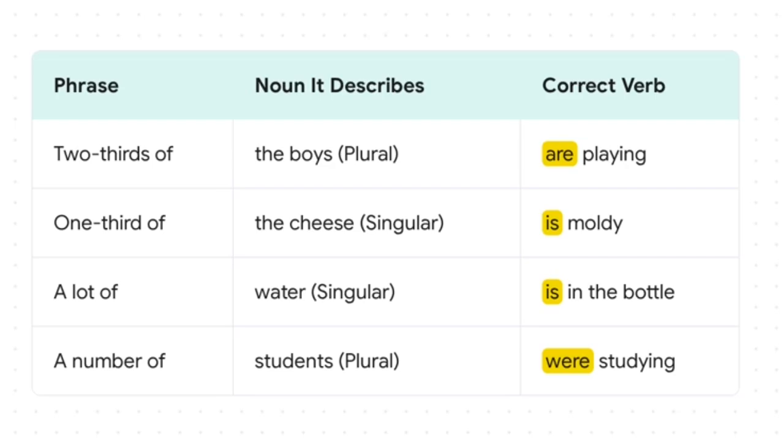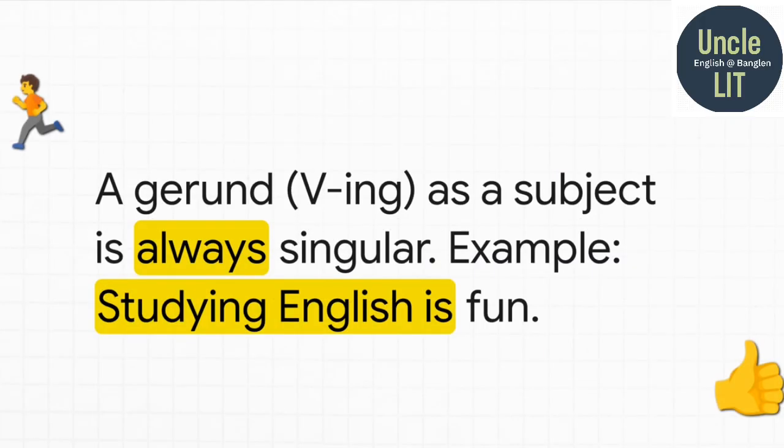Okay, here's a really quick and easy one for you. Whenever an activity, a word ending in ing, is the subject of your sentence, it's always considered singular. The activity of studying is one singular idea. So the verb has to be singular. Is. Simple as that.